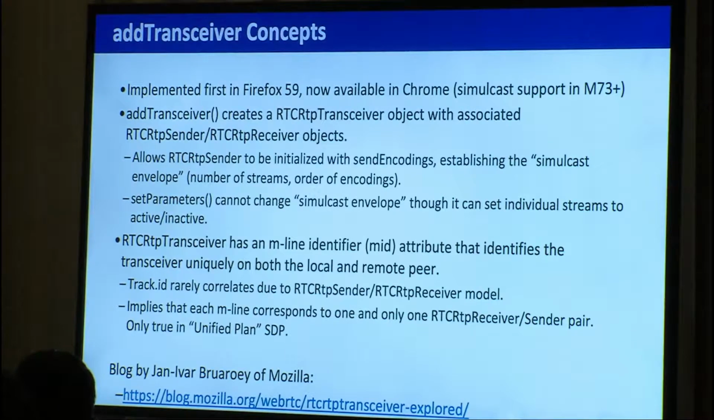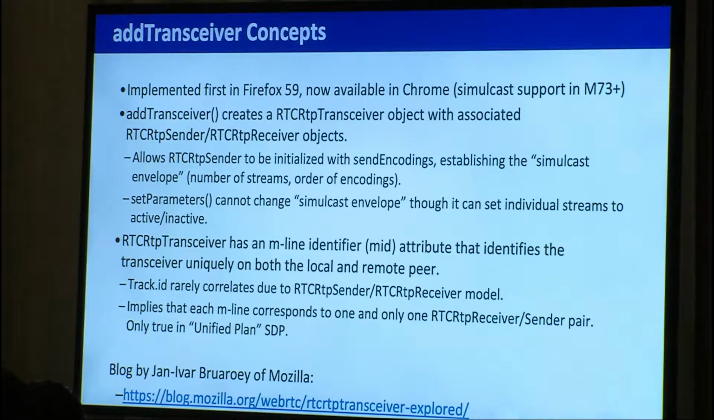That establishes what we call a simulcast envelope, the maximum number of simulcast streams that you can send. And then the rule is you can turn the simulcast encodings on and off using an active attribute, but you can't add more. So if you start with 5 simulcast streams and it's accepted, then that's the maximum you can have. You don't have to send 5. You could start by sending 3, and then you could add or disable. But you can't go from 3 to 5. You can't go the other way.